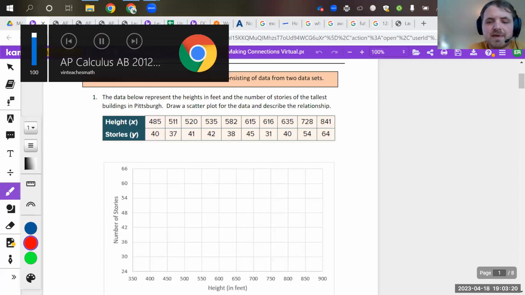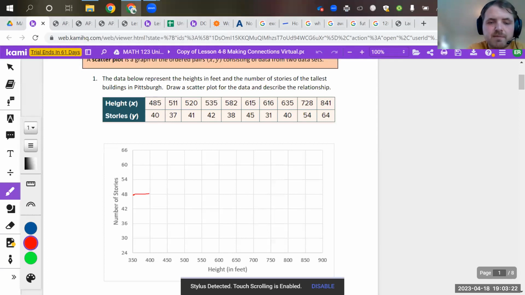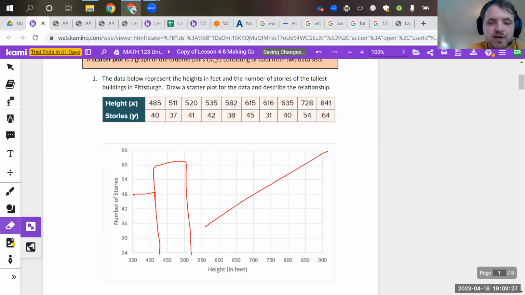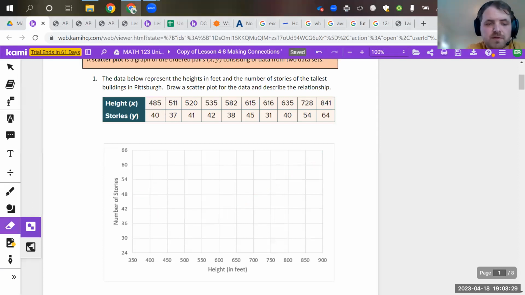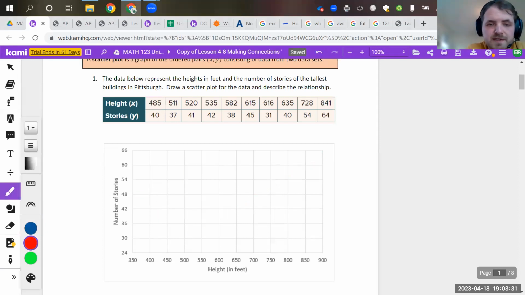So a scatter plot, basically, we've only been really dealing with bar graphs and things like that, or just a straight line. A scatter plot is where it's going to be all over the place. So I'm going to plot a couple points here.